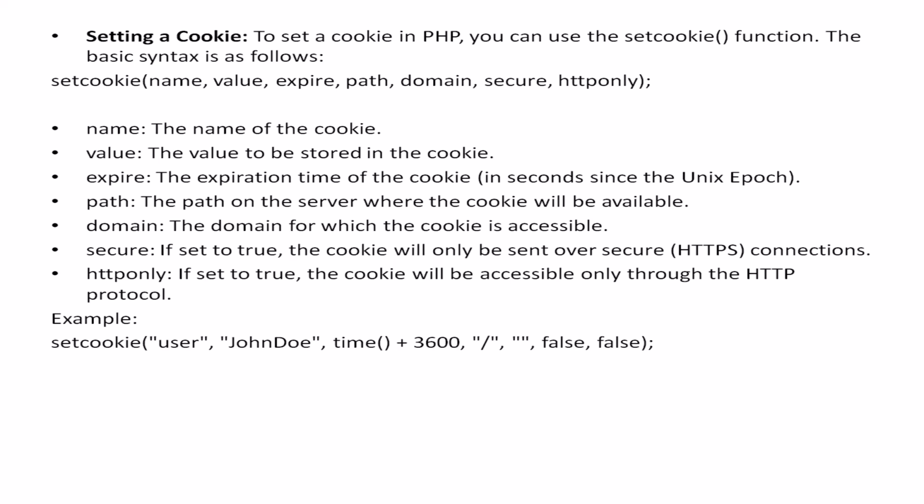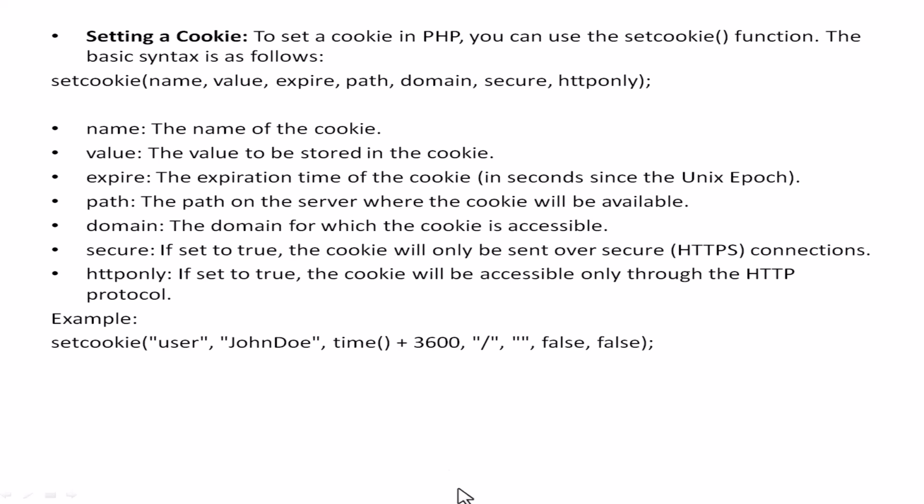So next, domain specifies the domain for which the cookie is accessible. Secure: if it is set to true, the cookie will be sent only over HTTPS connections. For example, HTTPS is a secure pathway for the hypertext transfer protocol. HTTP only: if it is set to true, the cookie will be accessible only through the HTTP protocol, and it will not allow other protocols.